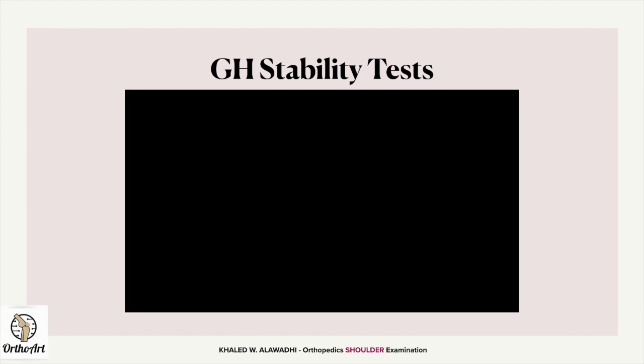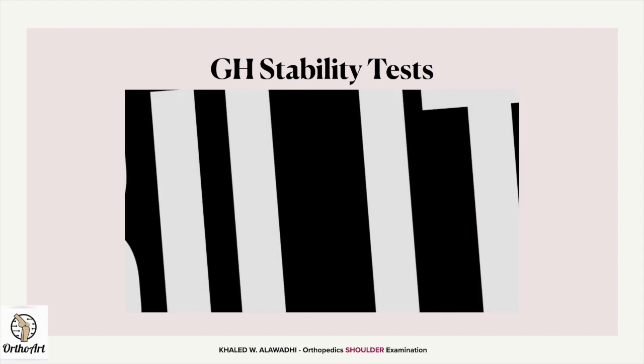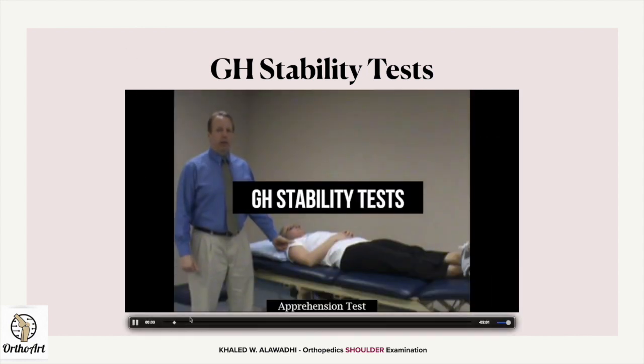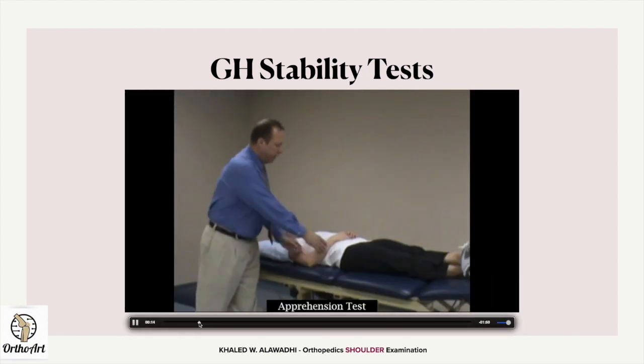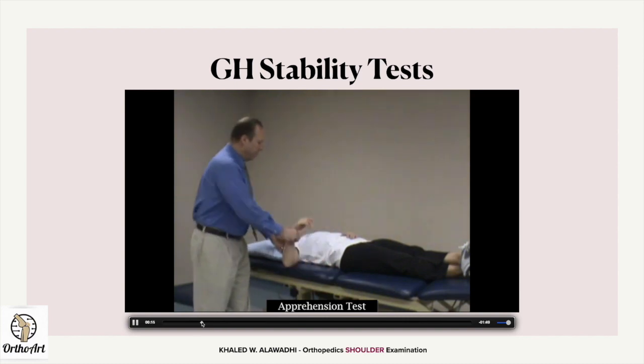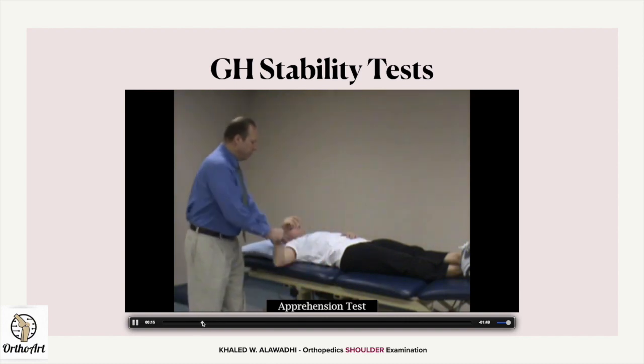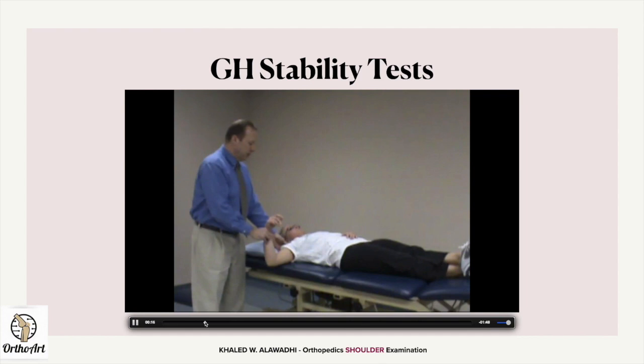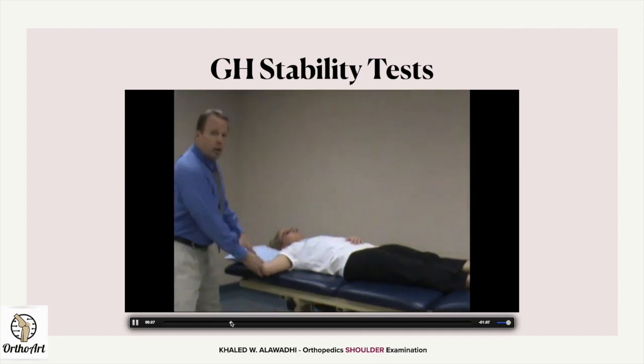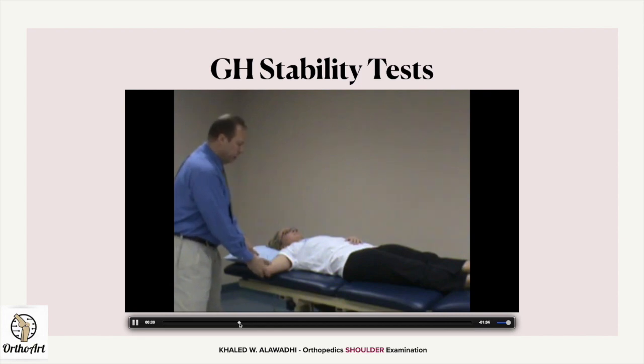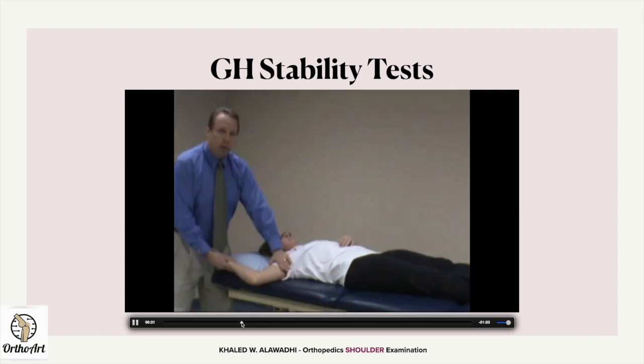Now this is a summary of the video. So the examiner, I'll try to skip here, will abduct the arm to 90 degrees to apply the apprehension test, then externally rotate it, giving a sensation of the apprehension test that is designed to dislocate.